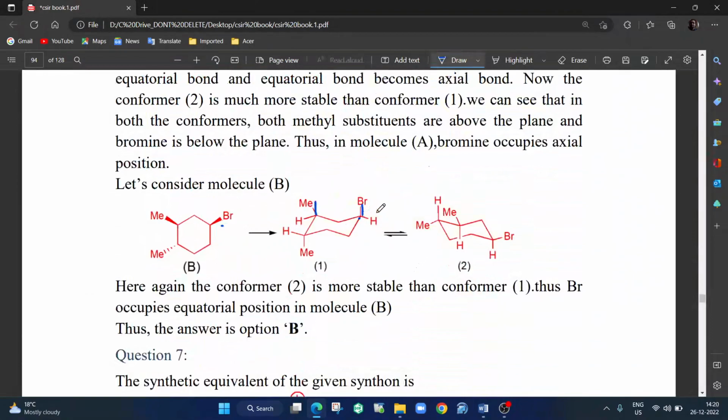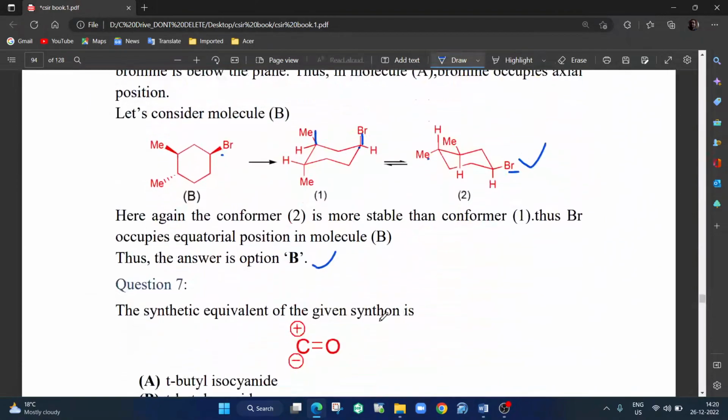It will flip, and when it flips, bromine from axial goes to equatorial, then methyl from axial goes to equatorial, this methyl also to equatorial. Thus here bromine will be in equatorial. So the answer is option B. That means in molecule A, bromine is in axial position, and in molecule B bromine is in equatorial position.